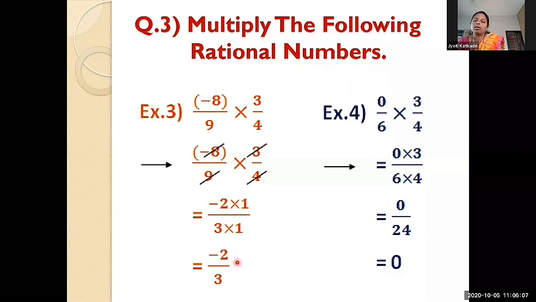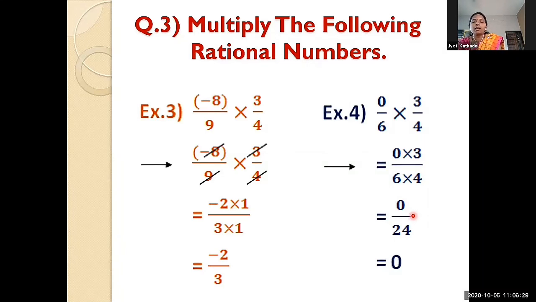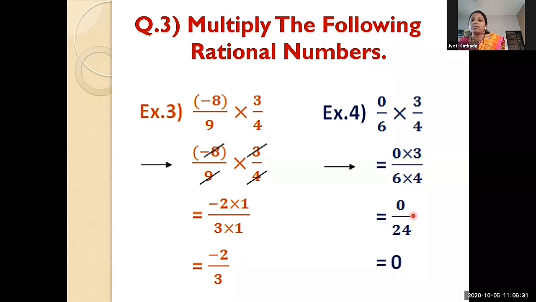Then for example number 4, 0/6 into 3/4. Now multiply numerator with numerator: 0 into 3 divided by 6 into 4. Now you know, when we multiply any number by 0, the answer is 0. 0 into 3, we get 0, and 6 4s are 24. And also, when we divide 0 by any number, we get the answer 0. Okay.